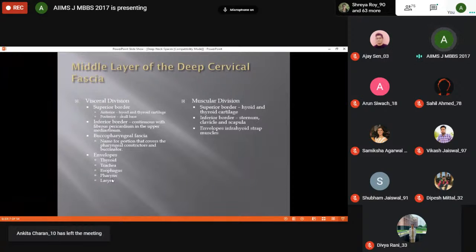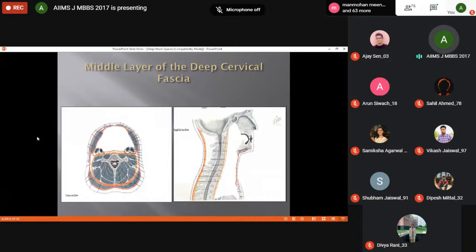The muscles which are covered: the superior border is by hyoid and thyroid cartilage, the inferior border by sternum and clavicle. It envelops the infrahyoid strap muscles. There is a group of infrahyoid strap muscles, and they are covered by the middle layer of deep cervical fascia. This is the middle layer of deep cervical fascia already discussed.